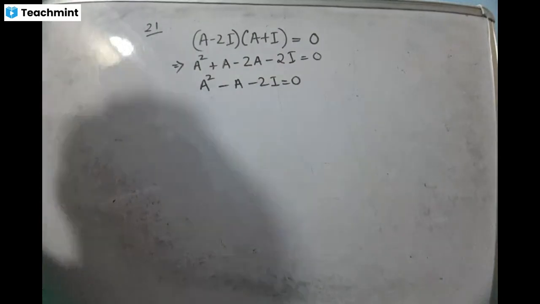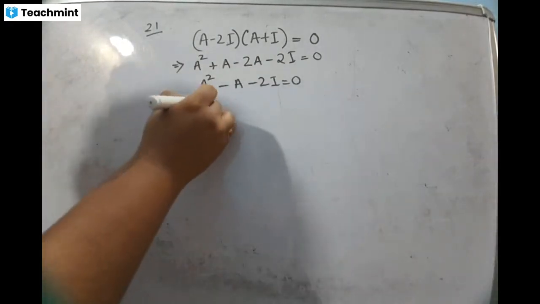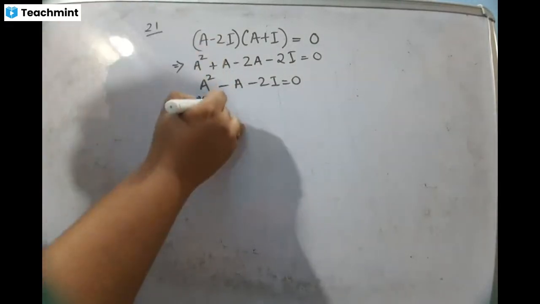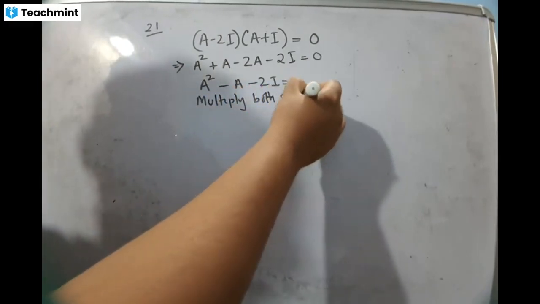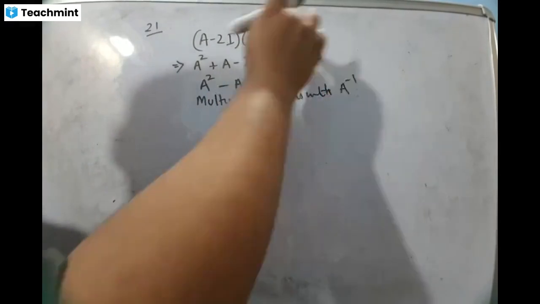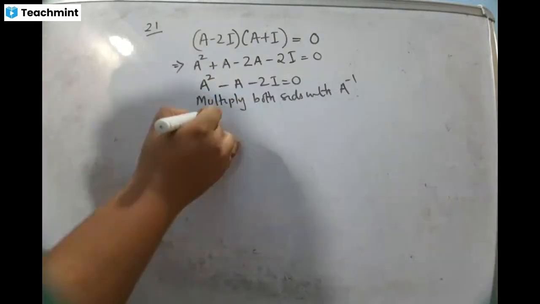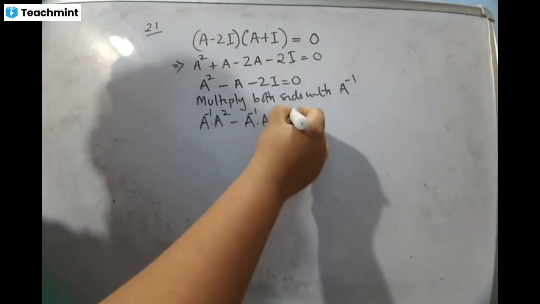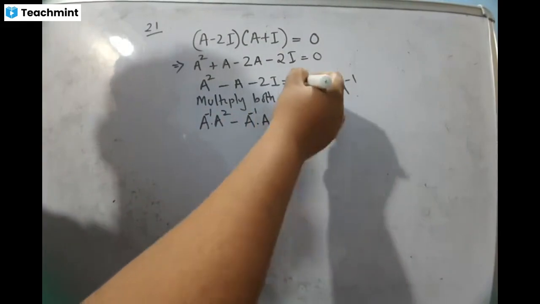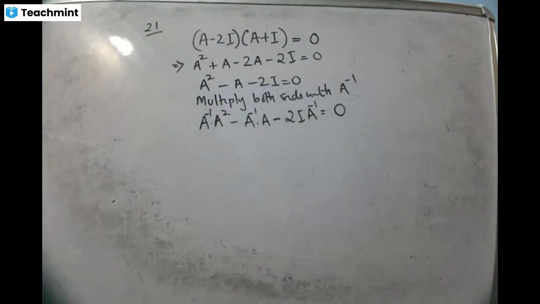Now everyone listen to me, I have to find A inverse. A quadratic equation is given. So you know how to find A inverse. Every time you have to find an inverse, and when the inverse is not given, you multiply both sides with A inverse. You could have taken this to the right and multiplied, or leave it out here and multiply. The choice is yours. So multiply each and every term. What do you get? A inverse into A square minus A inverse into A minus 2I into A inverse equal to 0. As 0 is a null matrix, null matrix into A inverse will give you null matrix. 0 into anything is 0.